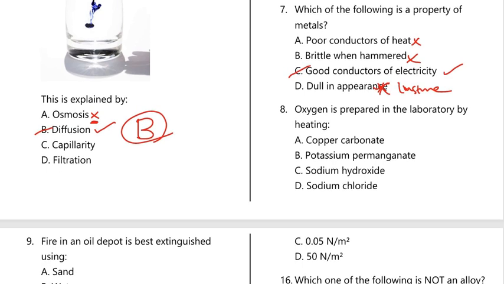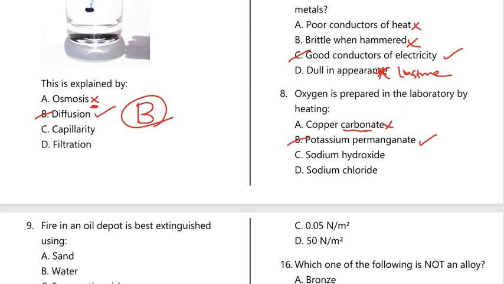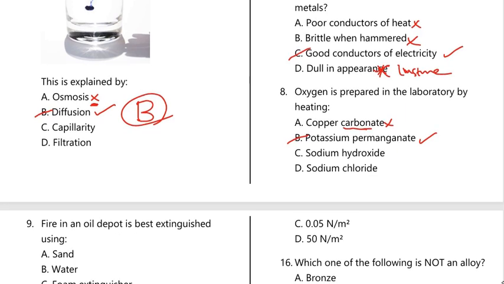8. Oxygen is prepared in the laboratory by heating copper carbonate? No. Copper carbonate is used to prepare carbon dioxide. Potassium permanganate, yes, we have potassium permanganate. This one is an oxidizing agent, so it is used in preparation of oxygen. When it is exposed to heat, it produces oxygen gas. Sodium hydroxide? No. Sodium chloride?